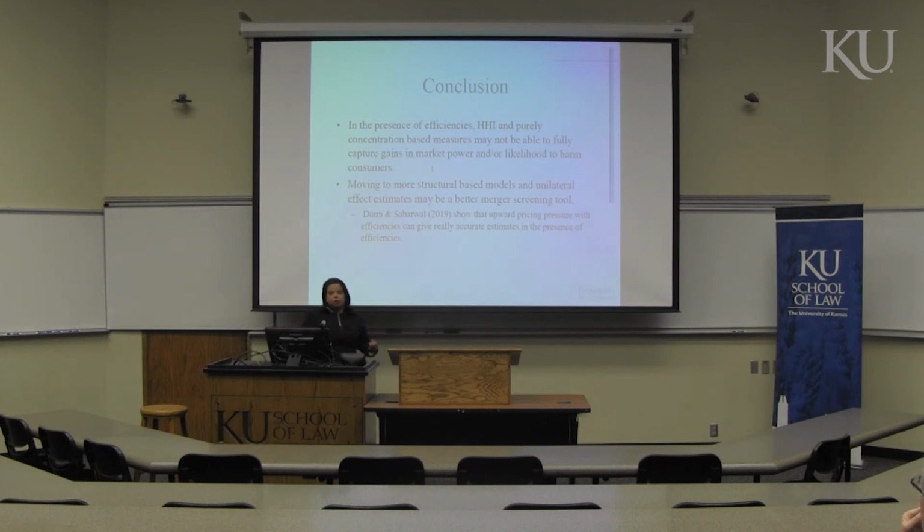We can also see that in the presence of efficiencies, HHI and purely concentration-based measures may not be able to fully capture the gains in market power and/or the likelihood to harm consumers. If HHI doesn't take into consideration efficiencies whatsoever, then there's only one direction that HHI can show you: that mergers are going to increase concentration, and therefore I can presume that there's going to be harm due to that. Moving to more structural-based models and unilateral effect estimates may be a better merger screening tool. Dutra and Somerville show that upward pricing pressure with efficiencies can give really accurate estimates in the presence of efficiencies.